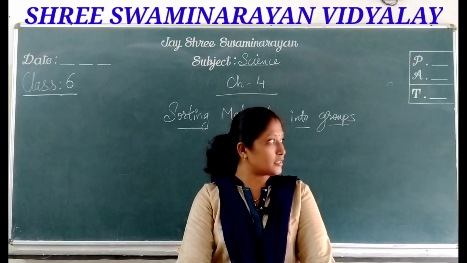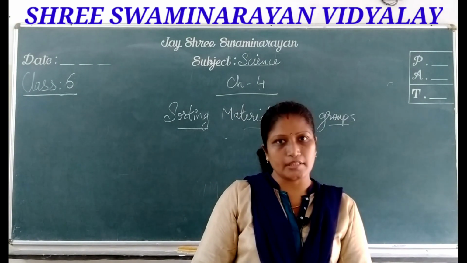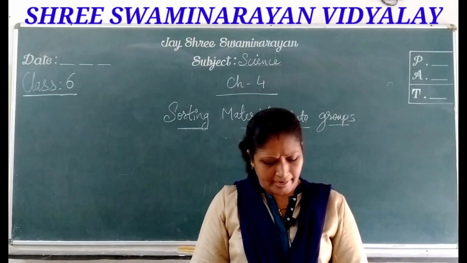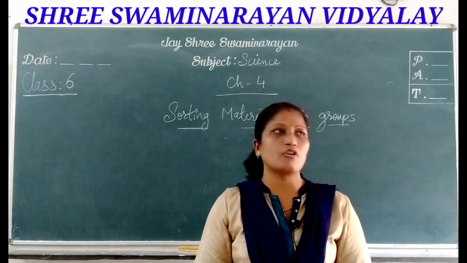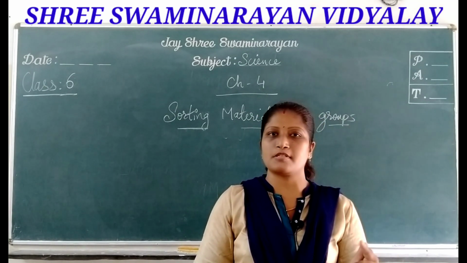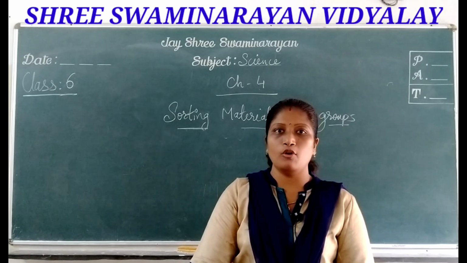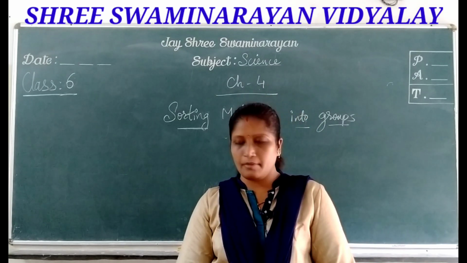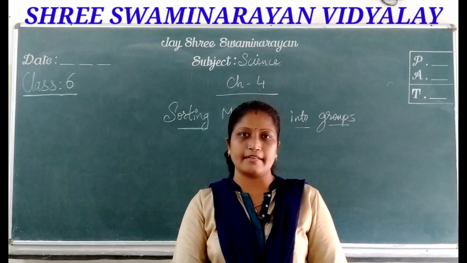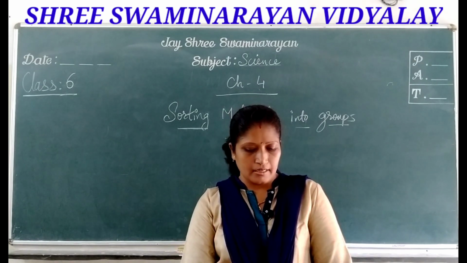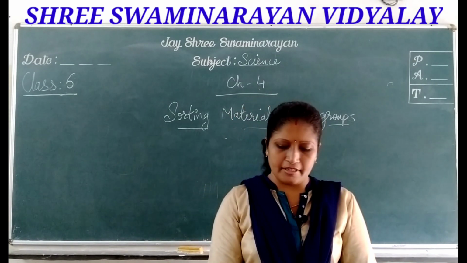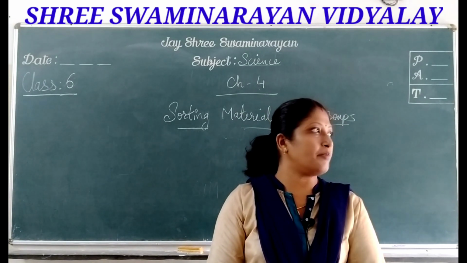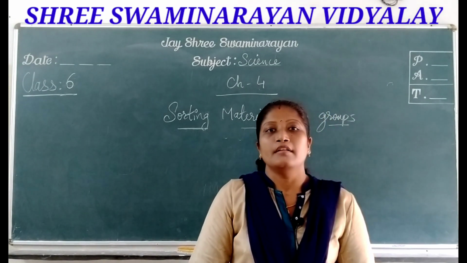What is materials? A substance or a thing which is used to make different objects is called material. कि कोई भी substance या things हो जो हम लोग ऑब्जेक्ट बनाने में यूज़ करते हैं, which is used in making different objects, that is called materials. अब materials में भी different materials हैं. Object is made up of different materials.